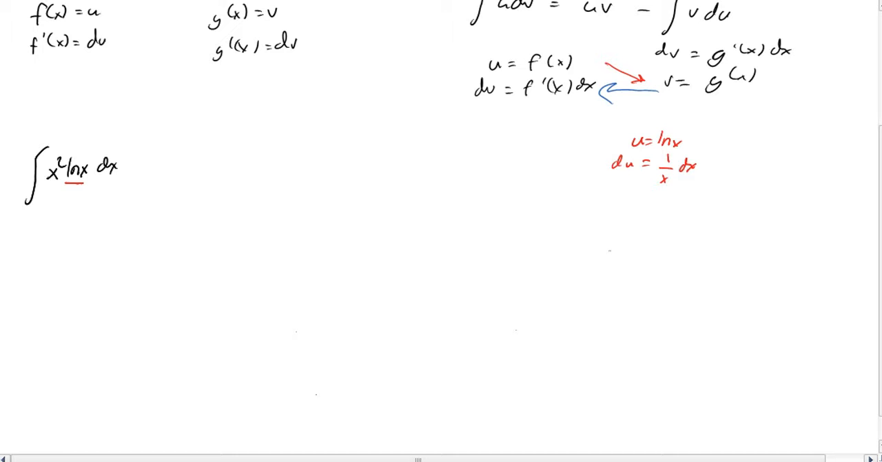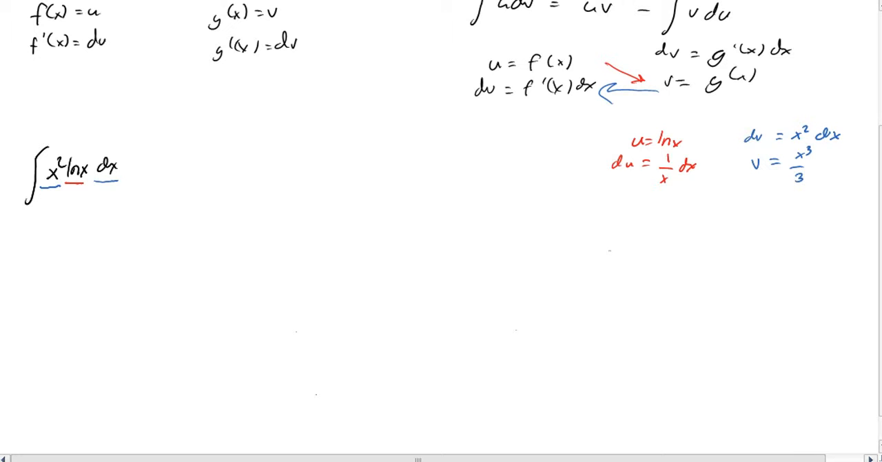Then, secondly, we need to have dv. dv, we're going to have equal to x squared dx. And that is going to make our life very easy. So dv is equal to x squared dx. And when we integrate both sides, we then get v is equal to x cubed over 3.